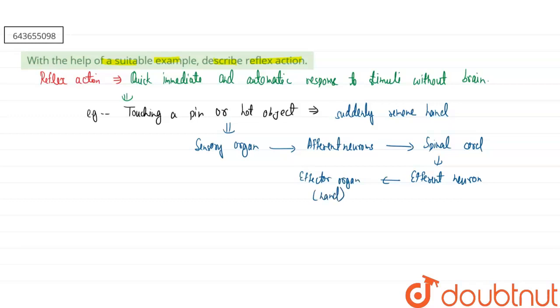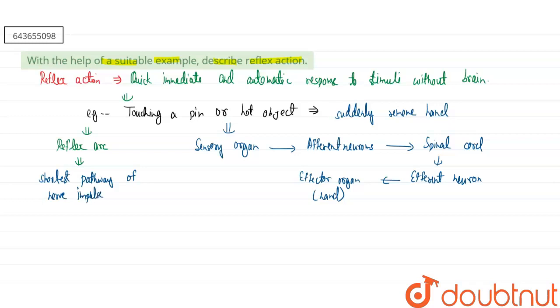So basically this is the process of reflex action, and it includes an arc which is called the reflex arc. The reflex arc can be defined as the shortest pathway of the nerve impulse.